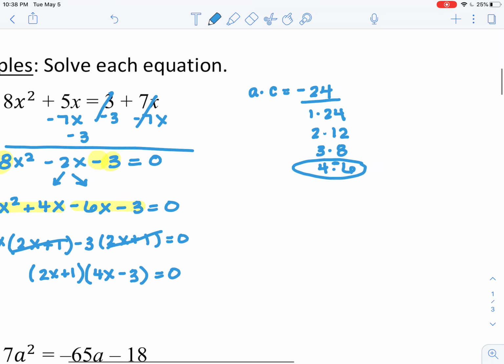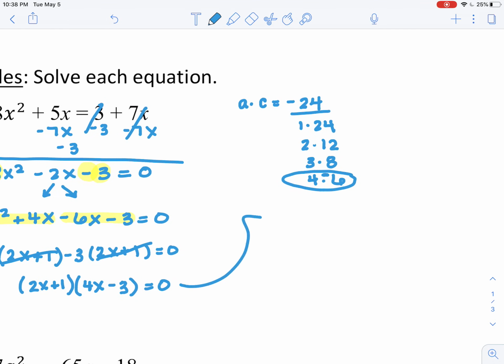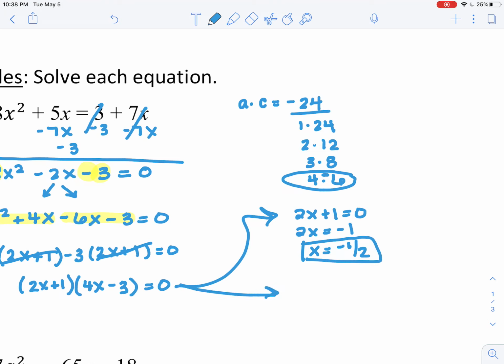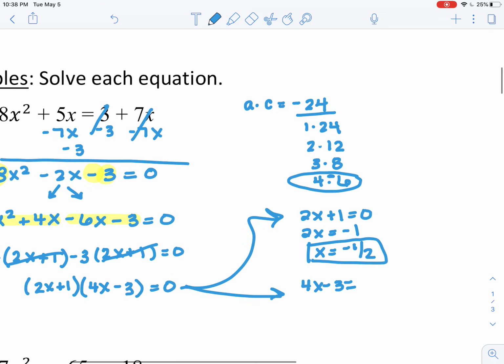And then to finish solving, we set each factor equal to 0 and solve the 2 equations. I'm going to go over here. 2x plus 1 equals 0. So that would mean 2x equals negative 1, which means x is negative 1/2. There's our first answer. And then our second answer from the second factor, 4x minus 3 equals 0. That would mean 4x would equal 3. And when you divide by 4, x would be 3/4.